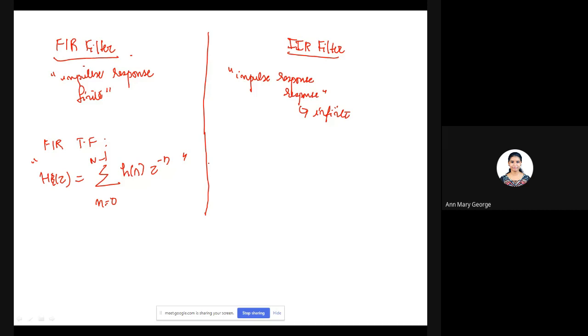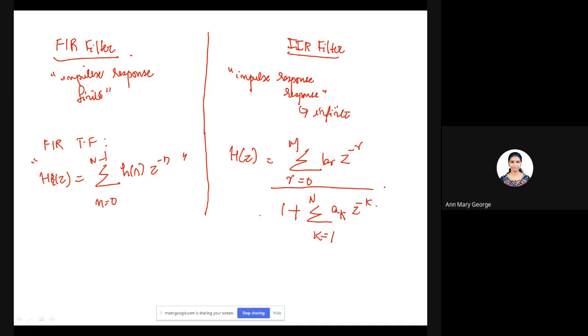For IIR filter the transfer function can be written as summation of r equal to 0 to M, b_r z raised to minus r, divided by 1 plus summation of k equal to 1 to N, a_k z raised to minus k. This will be the transfer function for FIR and IIR filter.